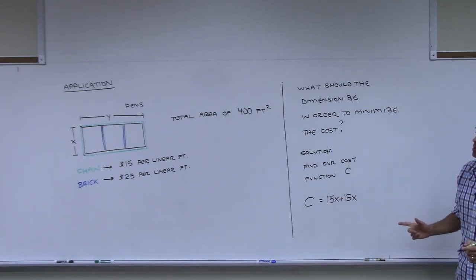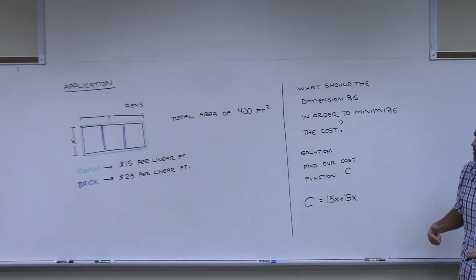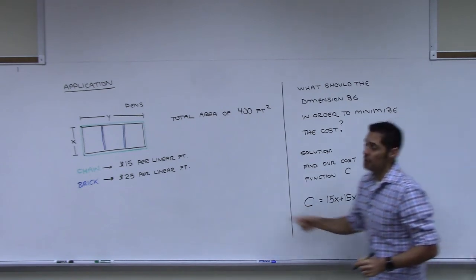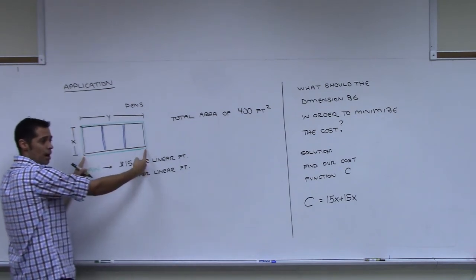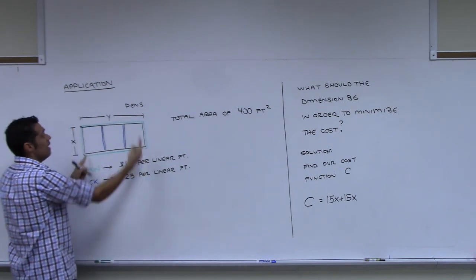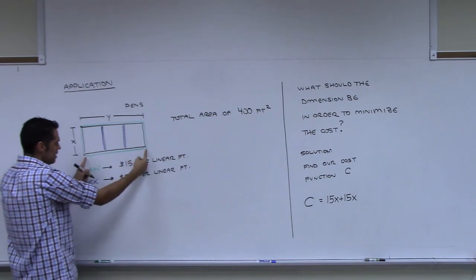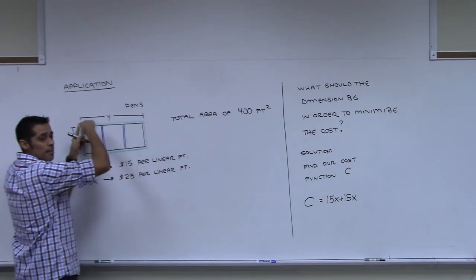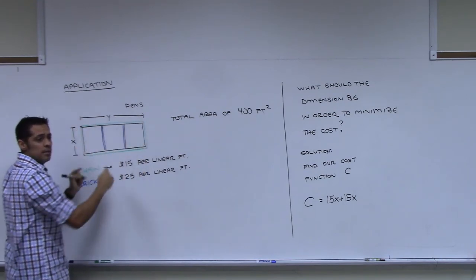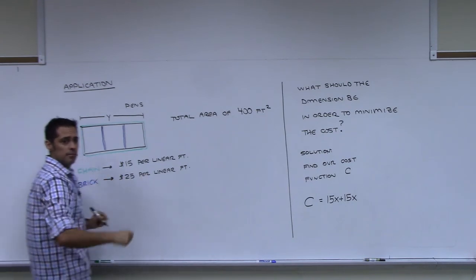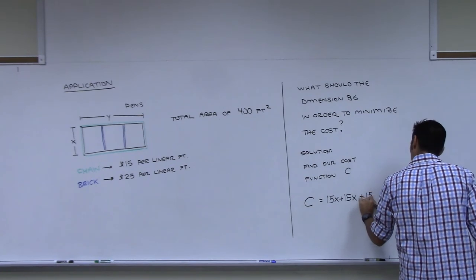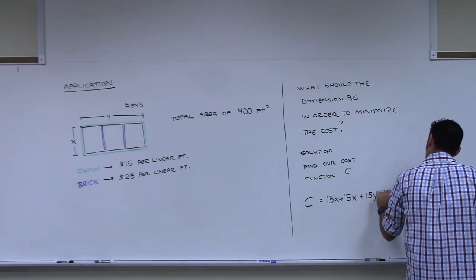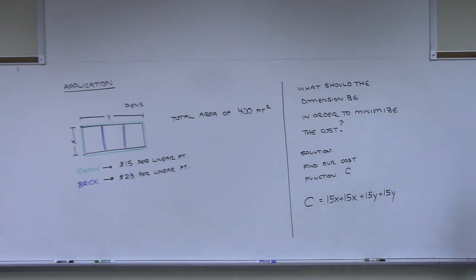What else? Keep talking chain link fence right now. That's going to be this piece to this piece, right? That's 15Y, sorry, 15 times Y. And then another one on the backside, 15 times Y. So that goes there also, right? Yes? 15Y plus 15Y. All right.